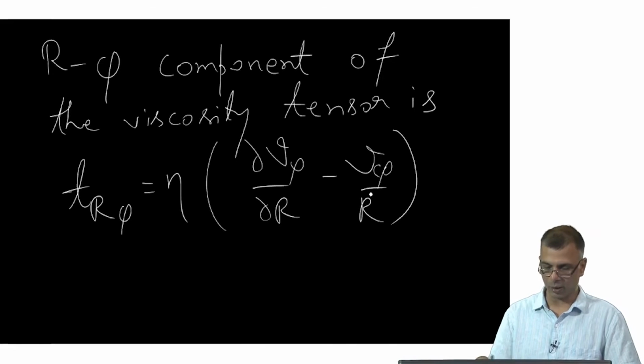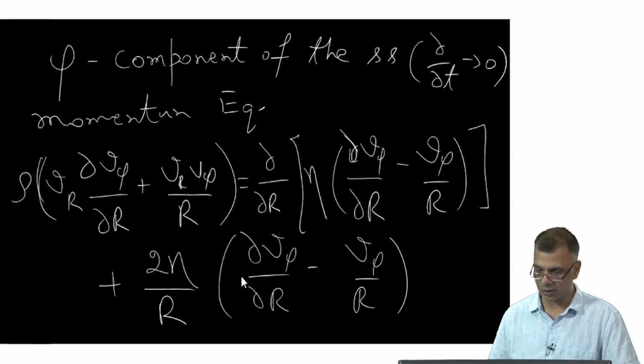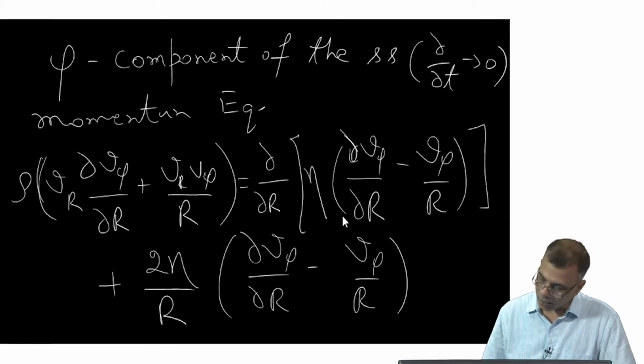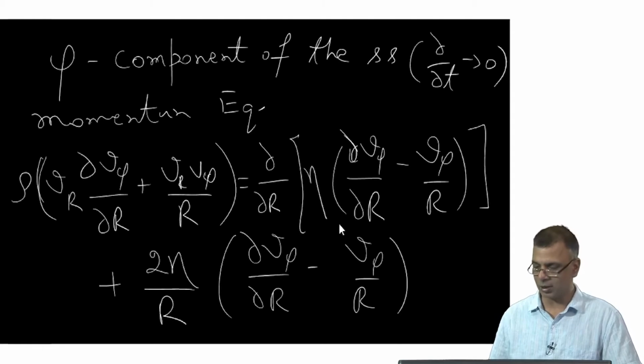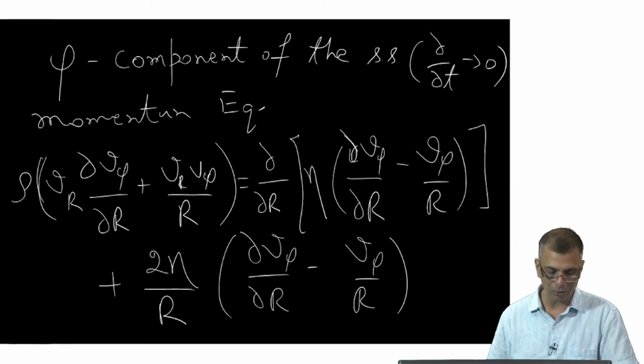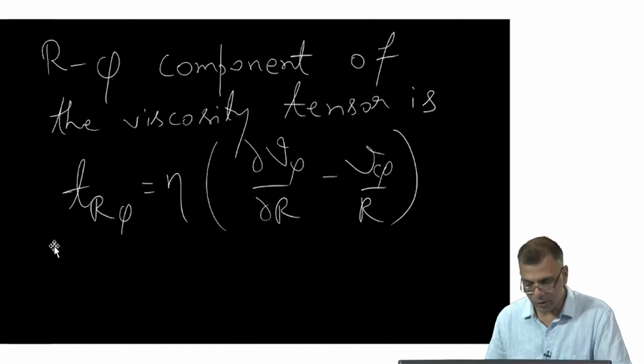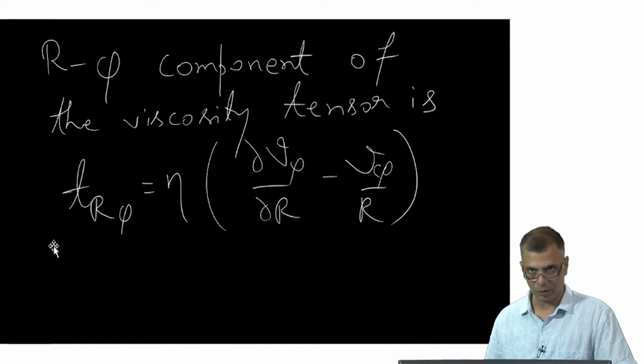And before I say this, I just look at this definition. It goes as dV phi dr minus V phi over R, and you can see that it's exactly in that combination that all these terms appear, eta times dv phi dr minus this and eta times this. So, both of these can be immediately written very compactly in terms of this Tr phi. Now, why is only Tr phi important?